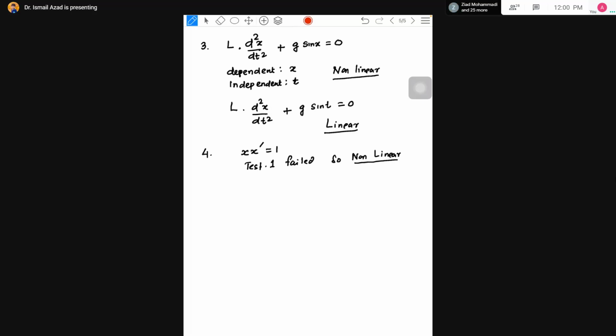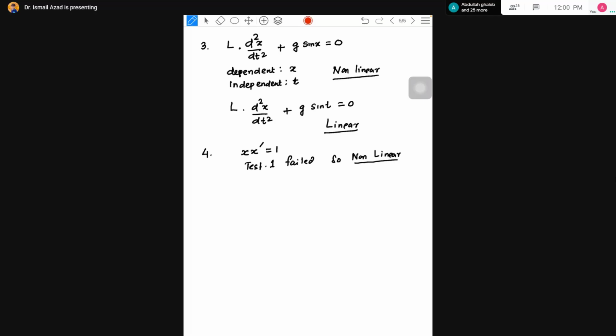If you want to say linear, you must be very careful, because linear means you are saying all the tests are clear. To say non-linear, it is easy: you see the x into x dash, it failed the first time, then no need to check the second. Clear?